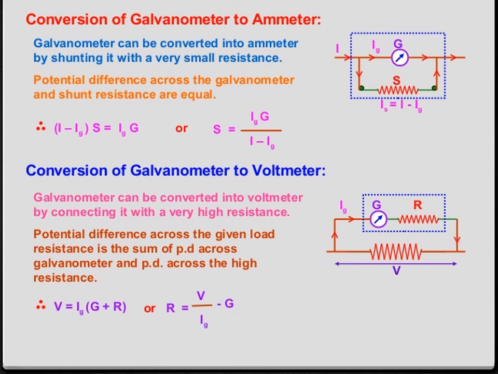Now, the conversion of galvanometer to ammeter and conversion of galvanometer to voltmeter, we are going to see. What is the galvanometer? Galvanometer is a very sensitive instrument that is used to detect the current. So, it can be easily converted into ammeter and voltmeter.